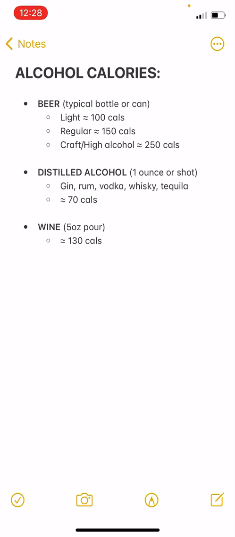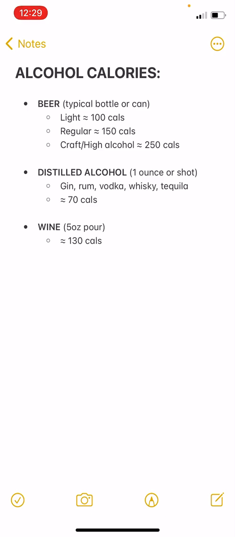A light beer is about 100 calories, a regular beer like a Pilsner or a lager is about 150 calories, and then your craft beers or high alcohol content beers are around 250 calories. If we're talking distilled alcohol like gin, rum, vodka, whiskey, tequila, these are about 70 calories per ounce or shot. And then wine is typically about a 5-ounce pour. That's about 130 calories both for white and red wine.